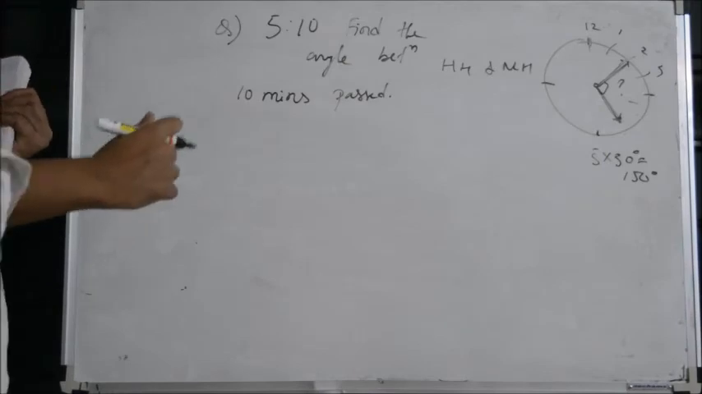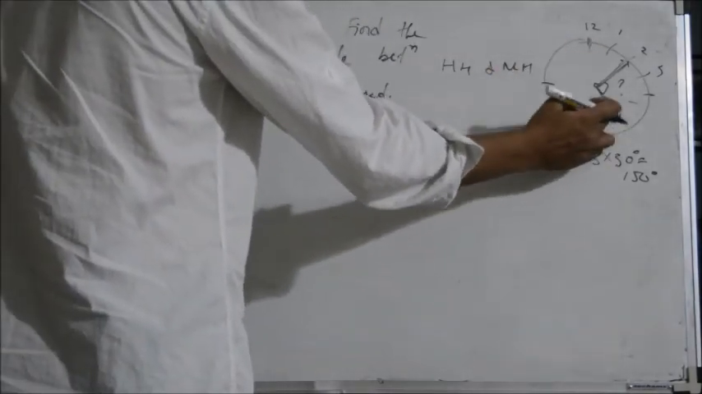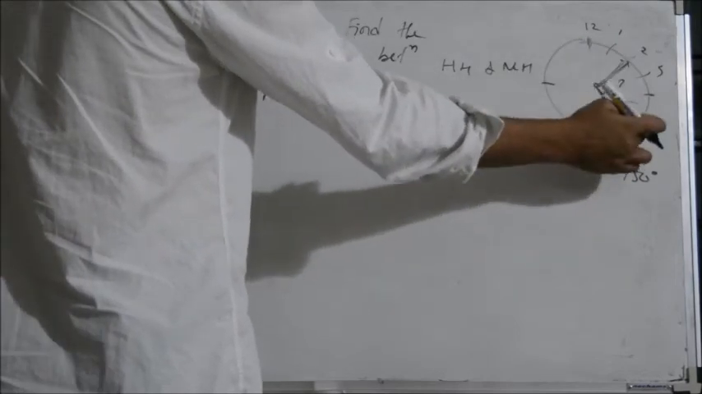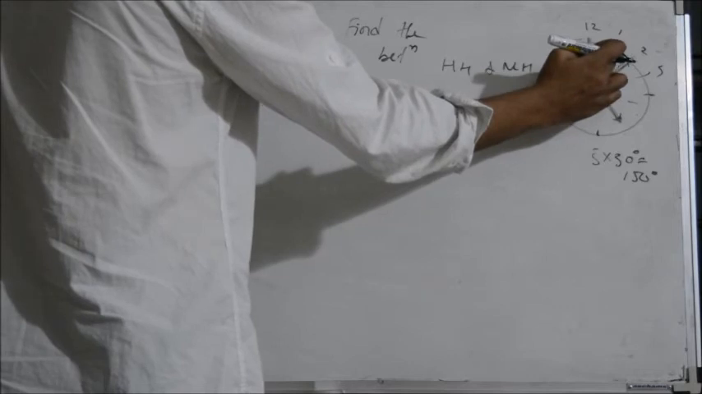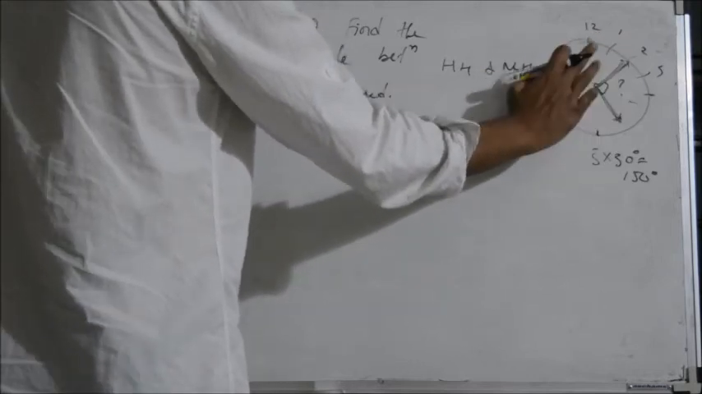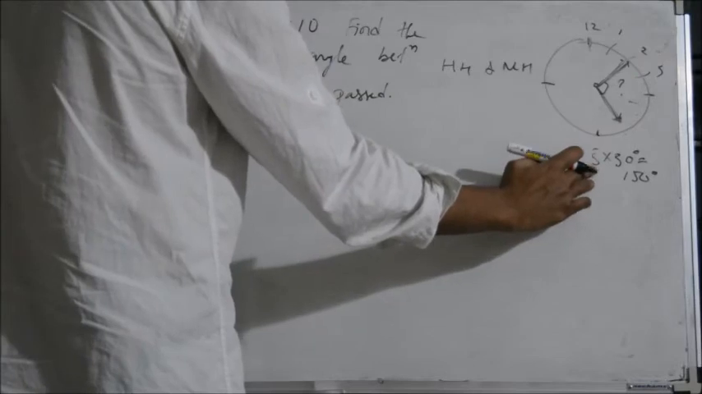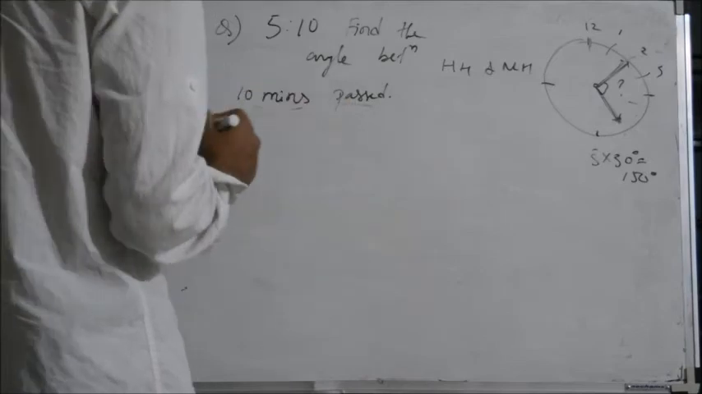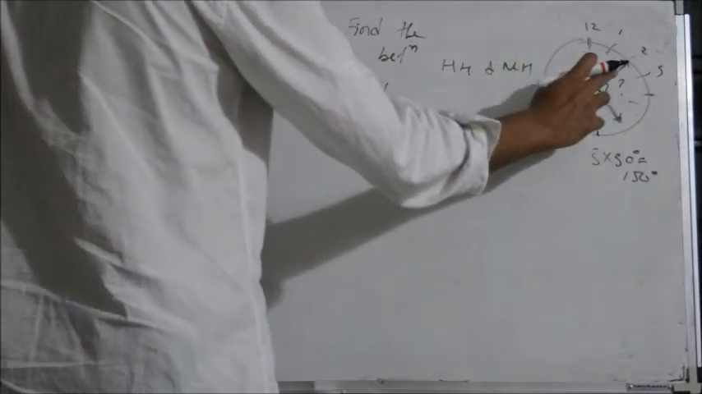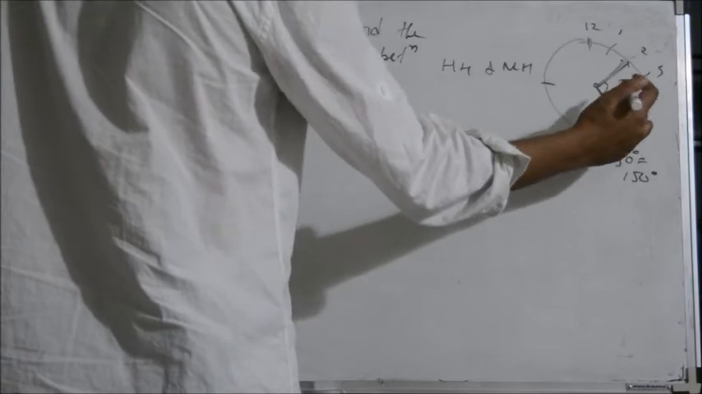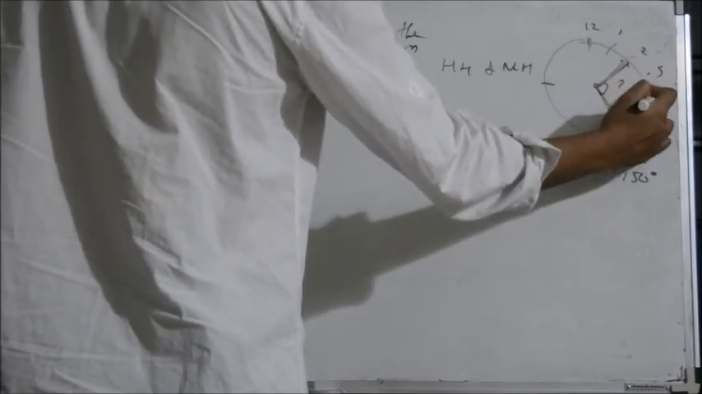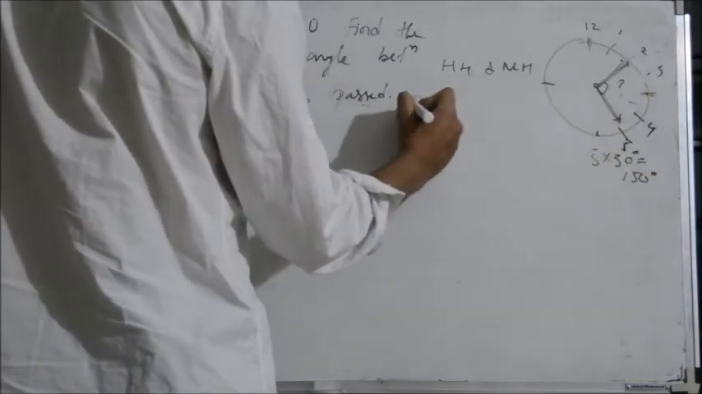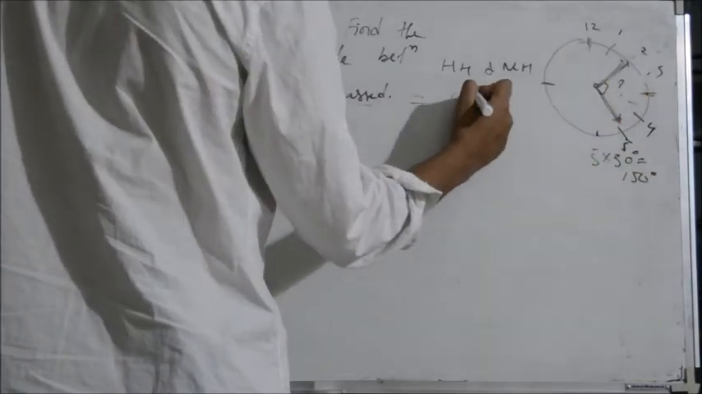Are you getting my point? Now we know at 5 o'clock it is 150 degrees. The hour hand is at 5 exactly and the minute hand is at 12. From 12 to 1, 1 to 2, 2 to 3, it is 30 degrees each. That's why 5 into 30, 150 degrees when it is 5 o'clock. But now it is 10 minutes past 5 o'clock. That means it should be 30, 30, 30 from 2 to 3, 3 to 4, 4 to 5, it should be 90 in 10 minutes. But it is not 90.